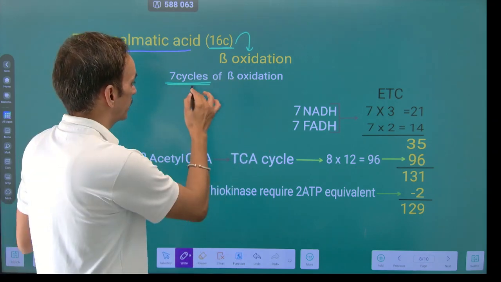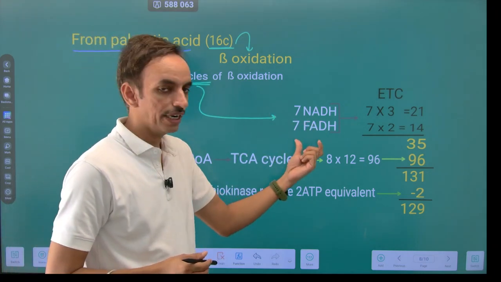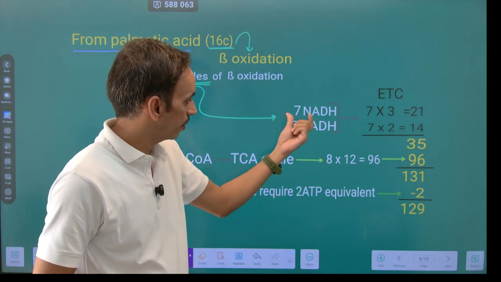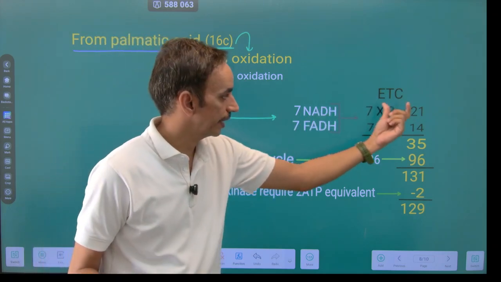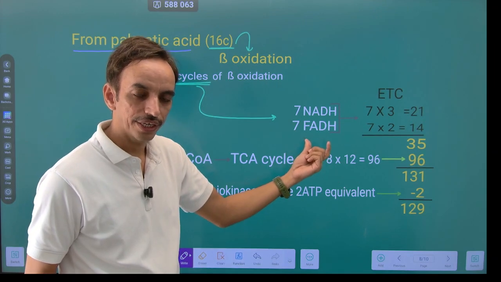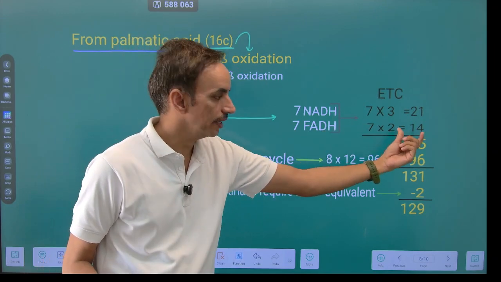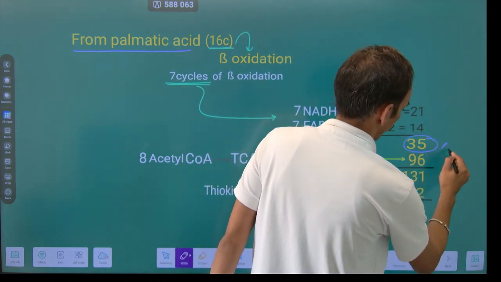Due to the 7 cycles, you get 7 NADH and 7 FADH2. From 1 NADH you get 3 ATP, so from 7 you get 21. From 1 FADH2 you get 2 ATP, so from 7 you get 14. So the total number of ATP will be 35.